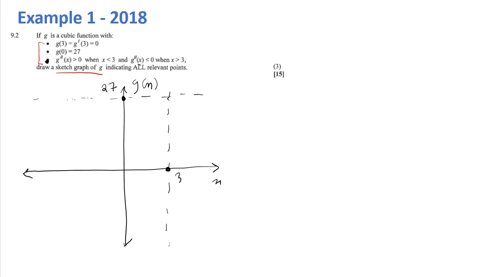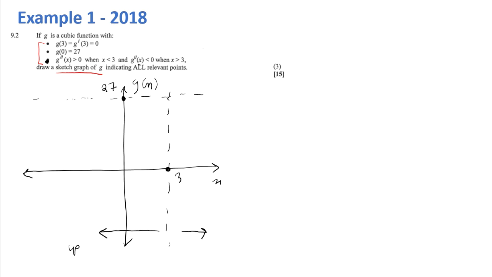And then in this third piece of information, you see there's the second derivative. So they're giving information as to the concavity. And the concavity they're giving is, for values smaller than 3, what did we see? It's concave upwards. So this is up. And for values larger than 3, it's concave downwards, because that g double prime is smaller than 0.